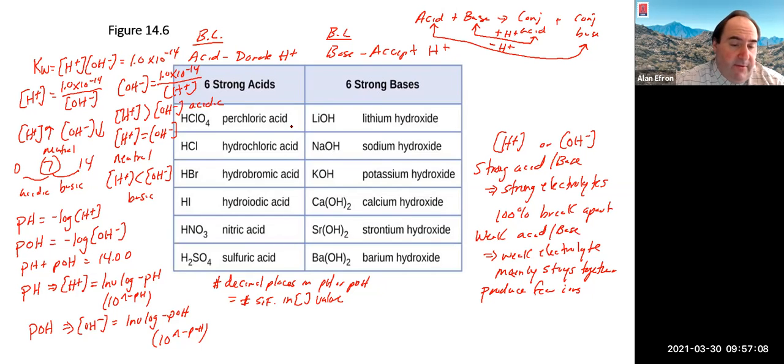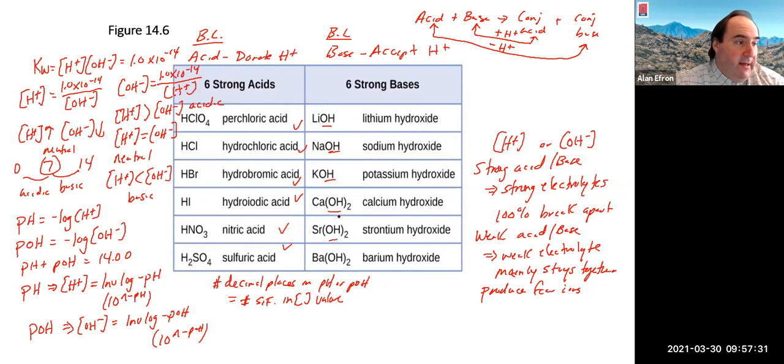So here are a few strong acids: perchloric acid, hydrochloric acid, hydrobromic, hydroiodic, nitric, and sulfuric. These are strong acids that we come across a lot. Here are some of our strong bases. A lot of our strong bases contain hydroxide.